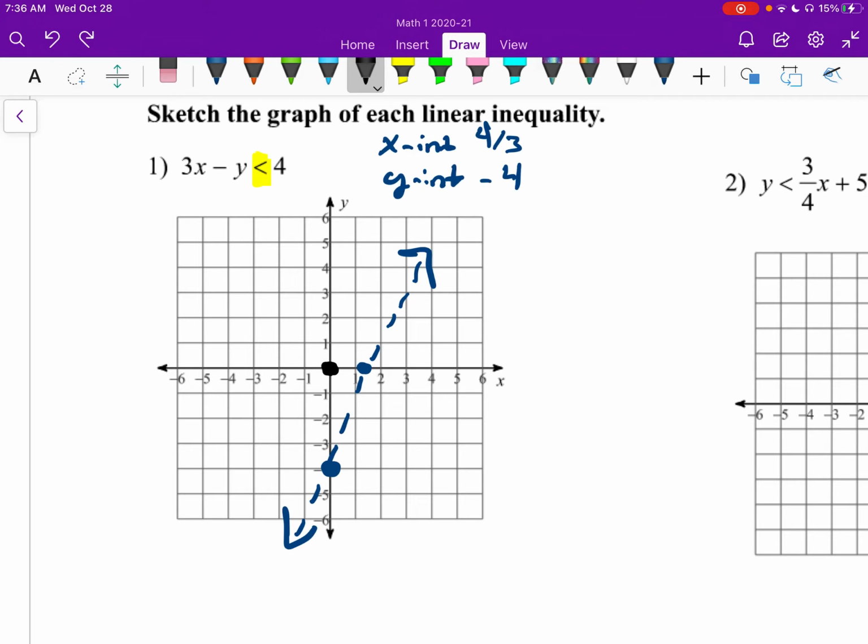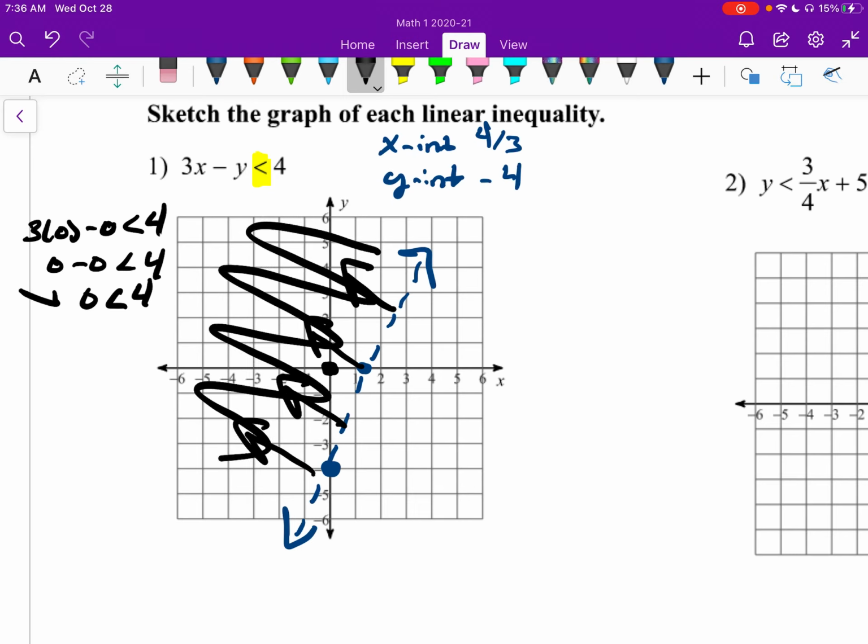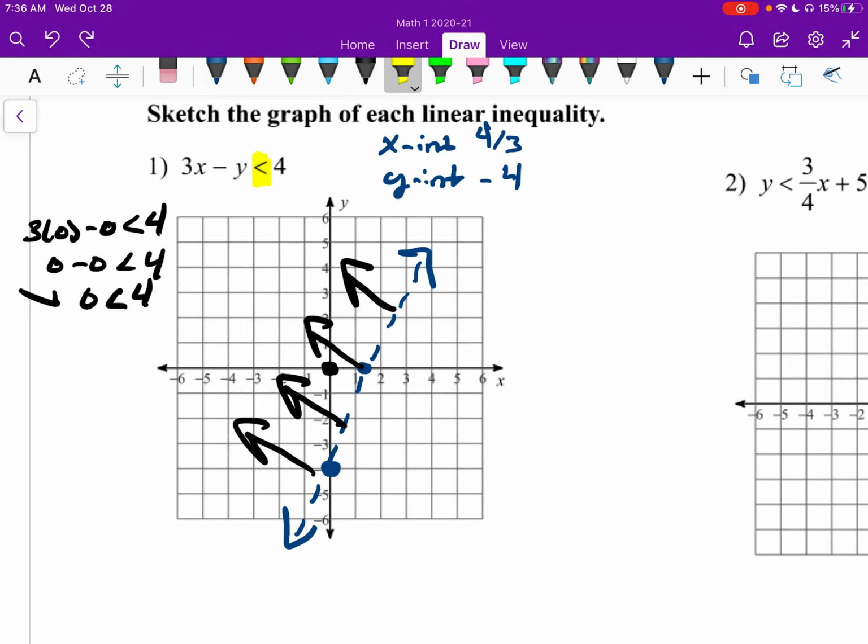So I'm going to plug in 0, 0. I'm going to have, well, 3 times 0 minus 0 is less than 4. Well, this is 0 minus 0 is less than 4. 0 is less than 4. That's a true statement, so I'm going to shade towards 0. So I like to draw little arrows and then shade. It kind of helps me understand what I'm actually doing here. I'll use the highlighter to shade.